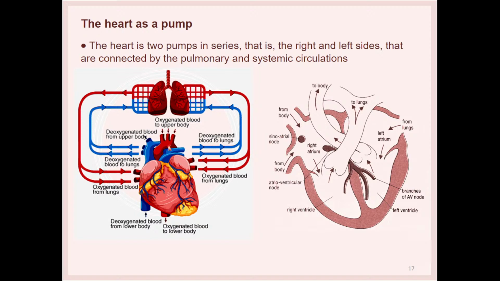Semilunar valves, aortic and pulmonary. These are not shown here, actually. Nevertheless, these valves open to allow the ventricles to eject blood into the arteries during systole and close to prevent backflow of blood into the ventricles during diastole.